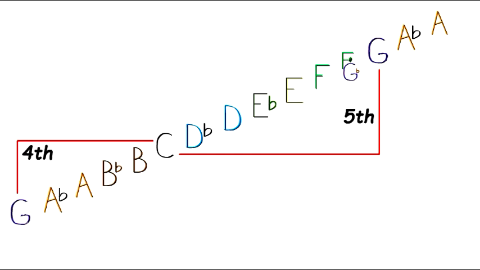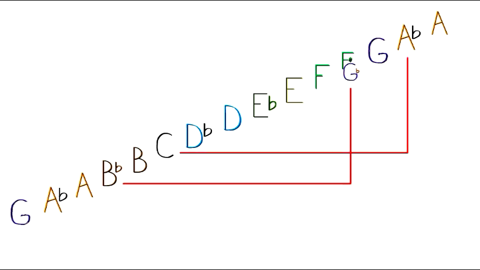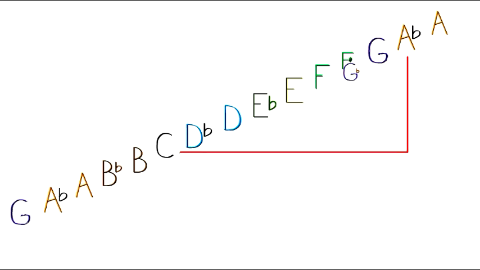With 8 notes separating the first and second tones, the next interval is called a minor sixth. Minor sixth up, minor sixth down. Again, a minor sixth up is the same interval as a major third down, and a major sixth up is the same interval as a minor third down.